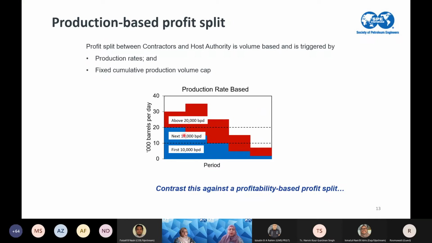I'm not talking about this barrel itself being split as such. Rather, the profit portion is split according to a weighted average of what the production is. Luckily, we don't have to worry ourselves about this because a lot of contracts don't have this anymore. Not a lot of Malaysian contracts have a production-based split. Very few remaining. And you contrast this against ROVC.